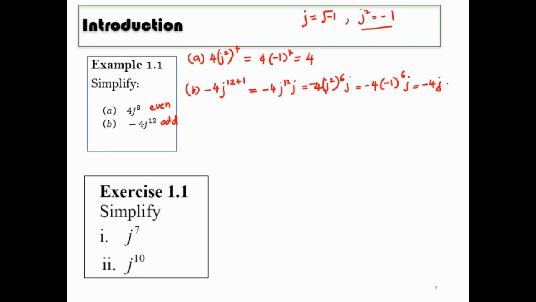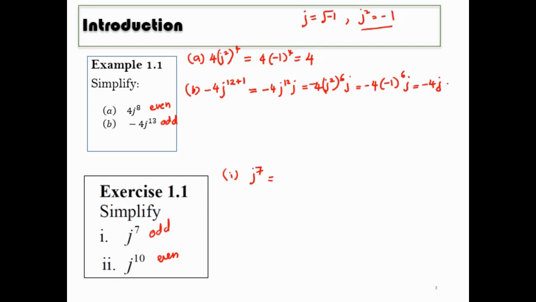That's it. It's very easy, very simple. Just that you need to know whether it is an odd or even power. If it is even, you do as in example A. If it is odd, as in example B. So let us try to do this exercise. Number 1, j to the power 7. So this is odd.